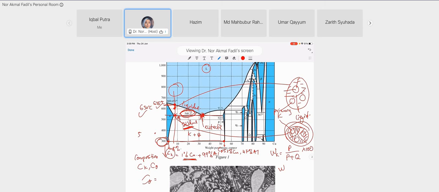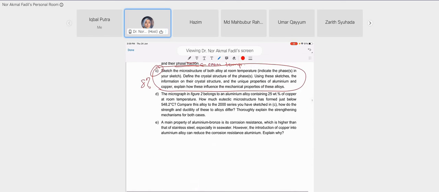Okay, and then you need to explain. There's a eutectic lamellar structure. In the eutectic microstructure, it consists of theta and K, layer by layer in the lamellar form. A layer of theta alternating with K. Right, so that is the microstructure.